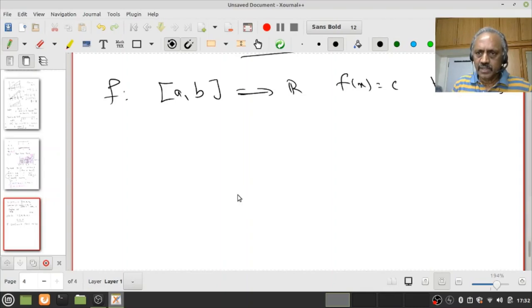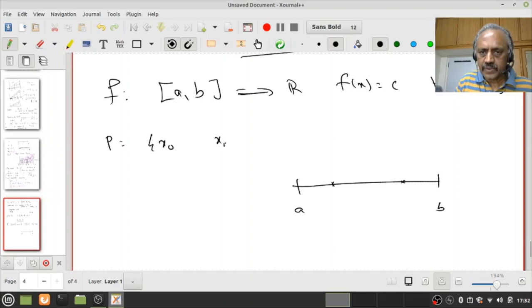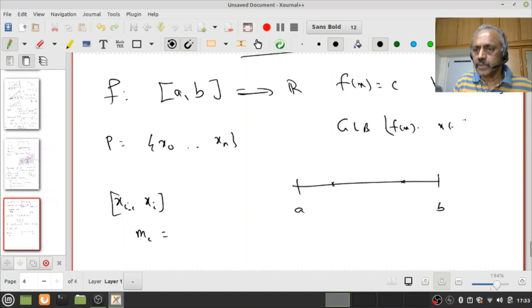Okay, now you start with any partition. Suppose P is a partition x0 to xn. Now on [xi minus 1, xi], what is your mi? Mi is the glb of f(x), where x varies over the interval xi minus 1 to xi. But remember, the function f is constant, therefore mi is c and capital Mi is also c.